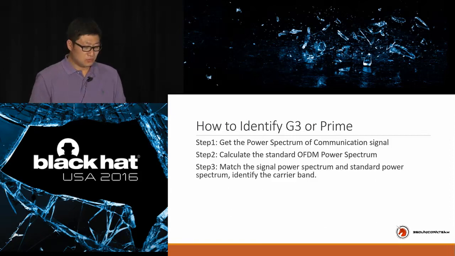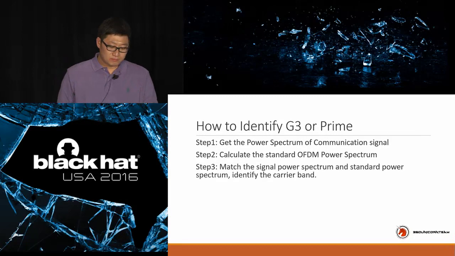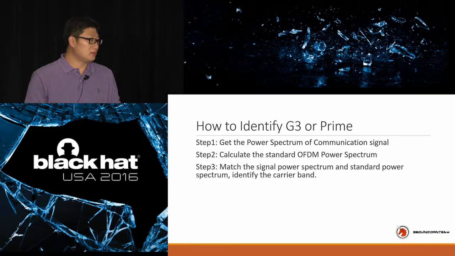So how do we identify G3 and Prime? I will divide it into 3 steps. In step 1, I get the power spectrum of the communication signal. In step 2, I calculate the ideal OFDM signal. In step 3, I match the two signals. If the similarity reaches a certain degree, we can believe the system meets a certain standard.